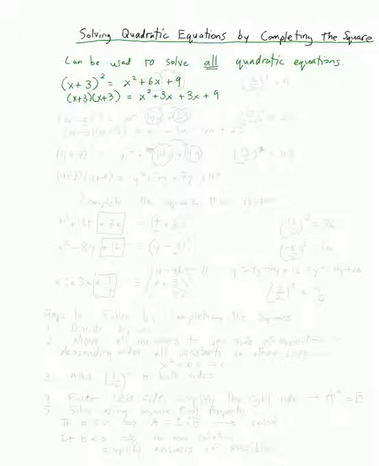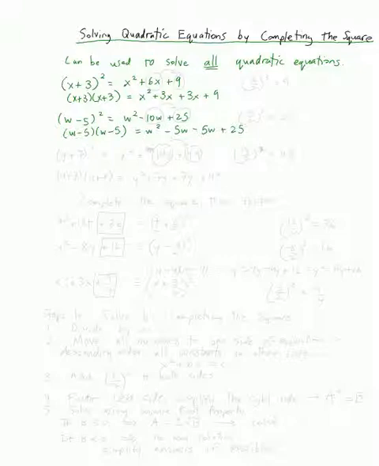Okay, let's do a couple more and then we'll ask some questions about it. Okay, let's do this one. How about w minus 5 squared? That becomes w minus 5 times w minus 5, which is equal to w squared minus 5w minus 5w plus 25, which is w squared minus 10w plus 25.